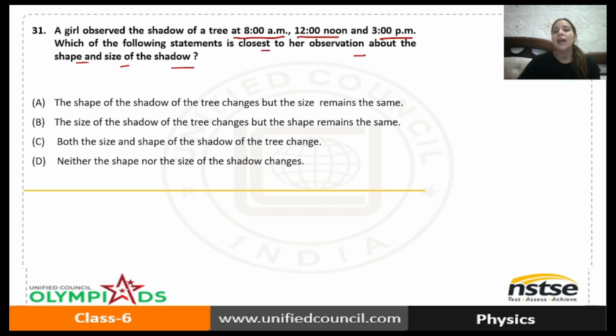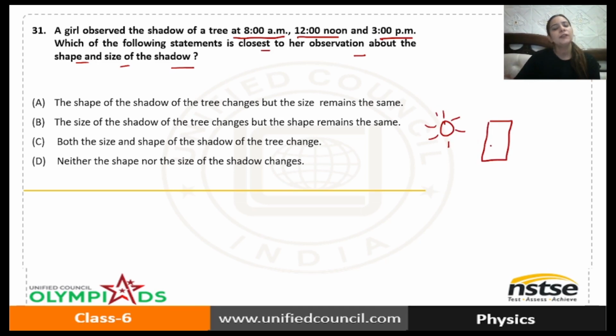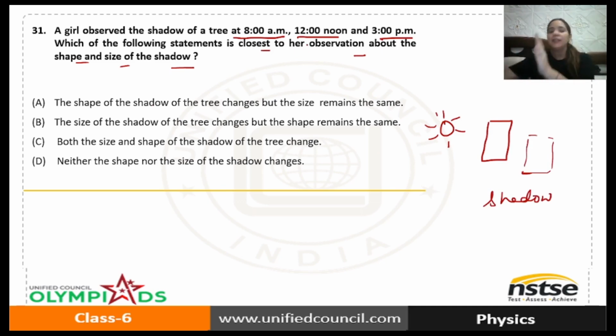Now we know that a shadow is cast. Suppose you have a luminous object, and if something is obstructing the path of the light, then what do you get? You get its shadow. So when a girl is observing the shadow of the tree, that means something is blocking the path of the light. That is the reason the shadow is being cast. So the shadow of a tree at 8 a.m. is different, 12 is different, 3 is different.